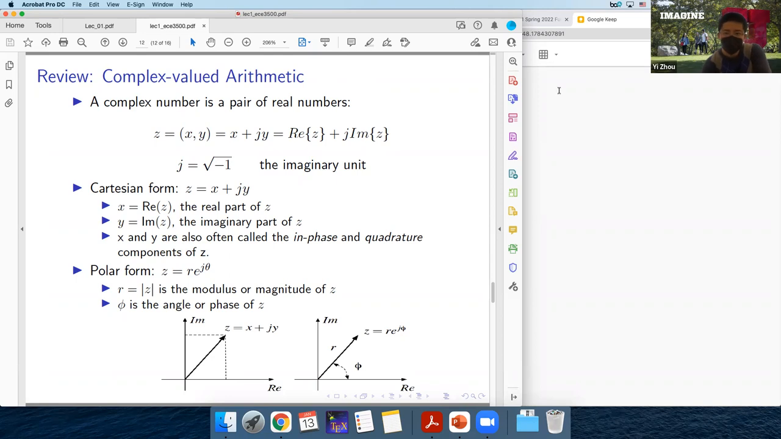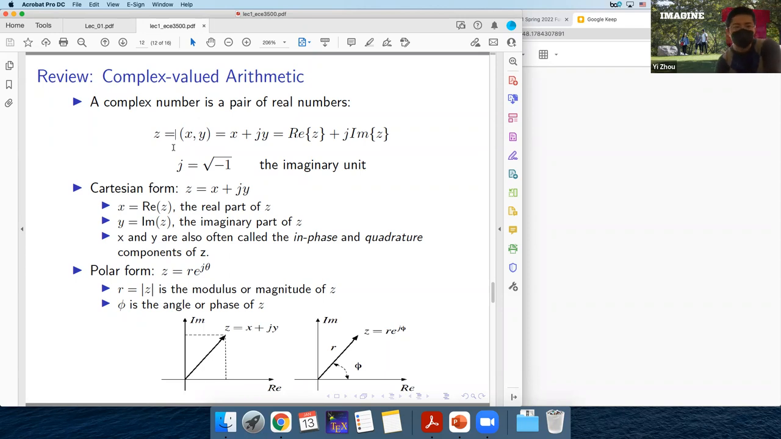Yeah, I guess I will still go over all the details and the properties that we need in case you miss something. So a complex number is the extension of the real number system. Very specifically, every complex number can be characterized by a pair of real numbers.